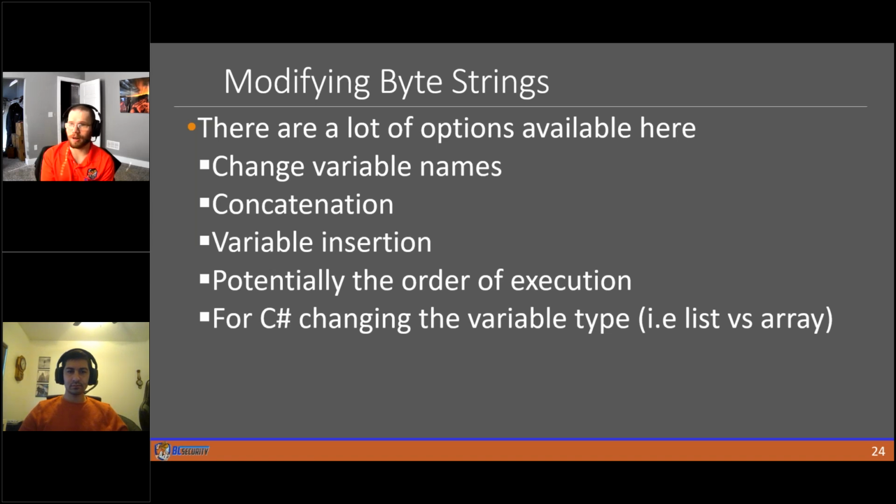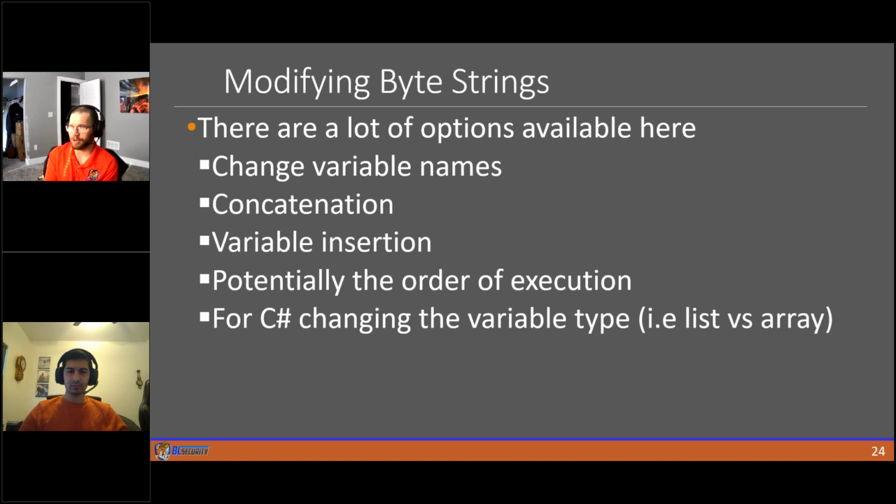There are a lot of options available. We can change variable names. We can use concatenation, variable insertion, potentially the order of execution, depending on what we're doing. A lot of launchers do things in a set order because that's the logical order from a human standpoint, but they're not actually required to be done in that order from a coding or machine standpoint, so we can mix that up.